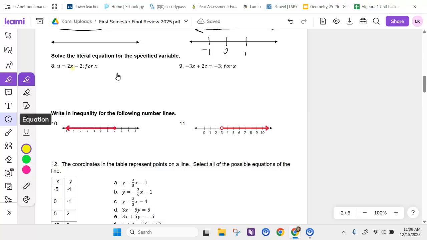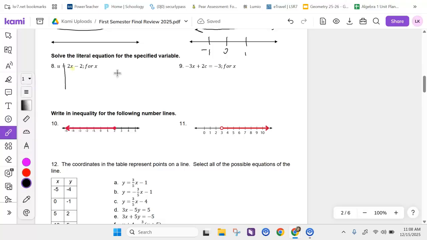I'm solving for x. So what is being done to x? What's being added or subtracted? The 2 is being subtracted, so I'm going to add 2 to both sides. So I have u plus 2 equals 2x. Then I'm going to divide by 2.